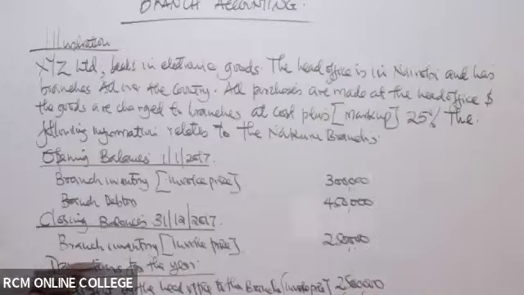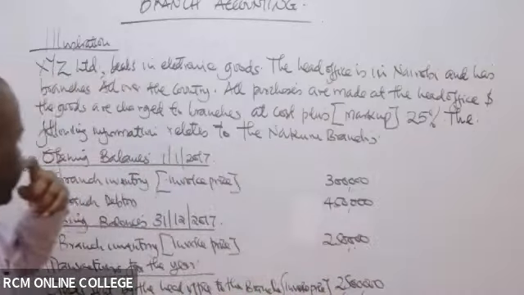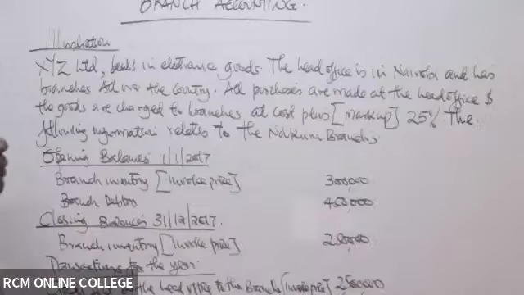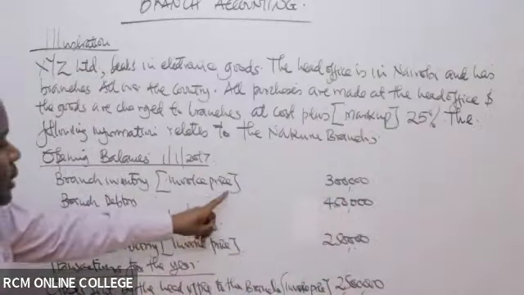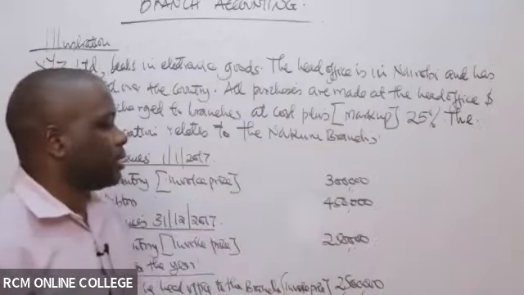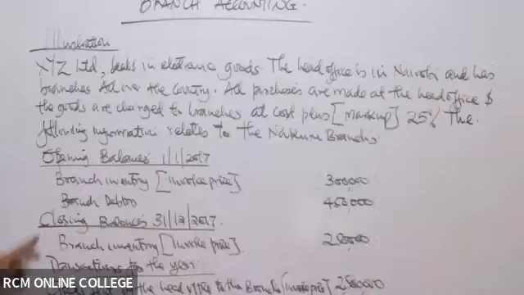So we have the branch inventory there. The invoice price is actually 250,000. We have in this case the branch debtors, that is 450,000. Then you have the branch inventory at invoice price, which is 300,000. Those are the opening and closing balances for these ledger accounts.